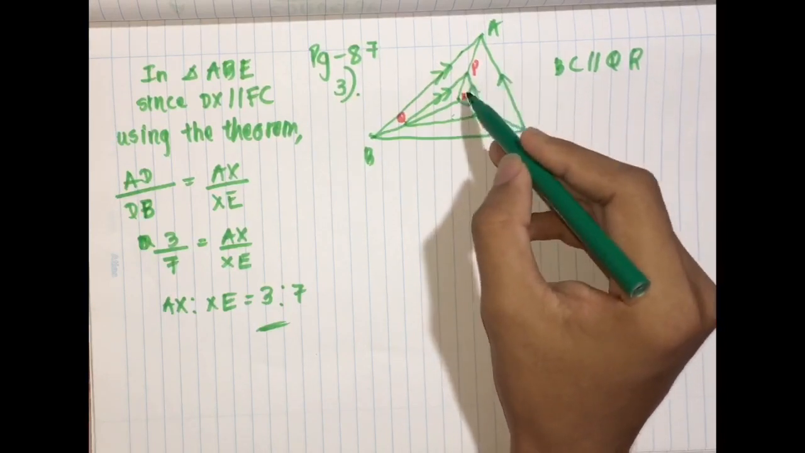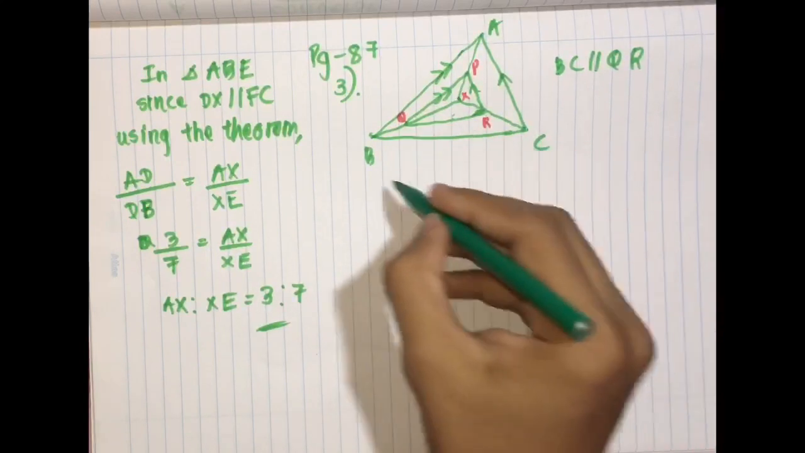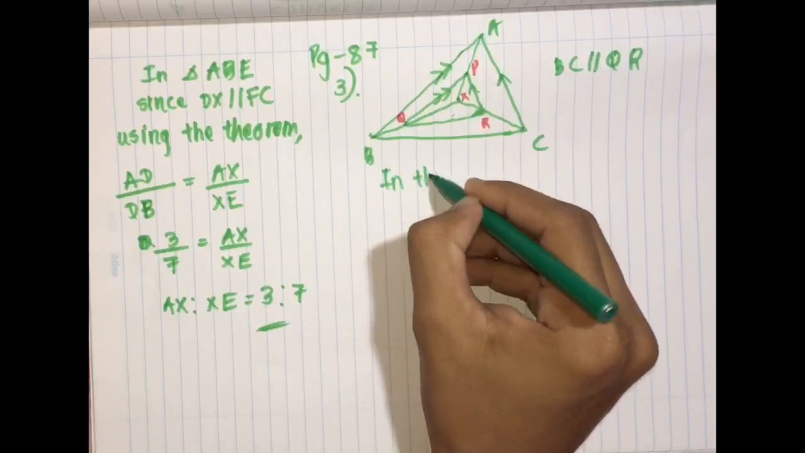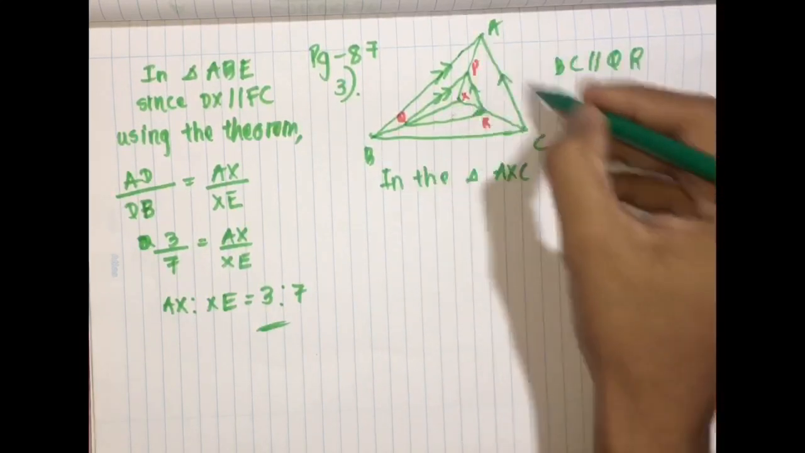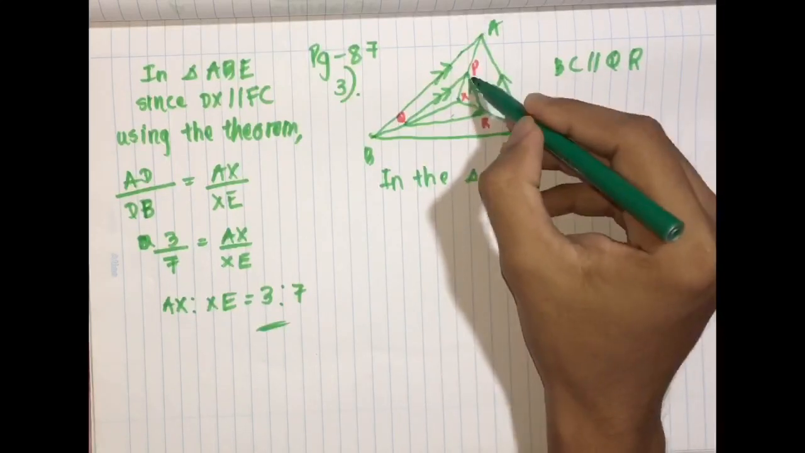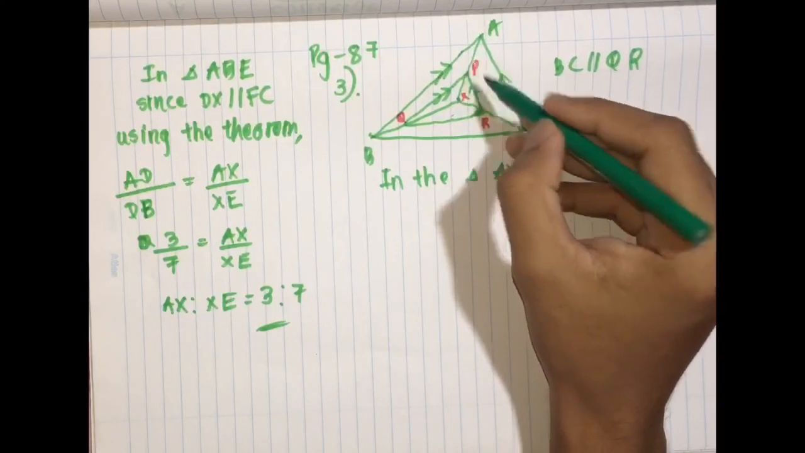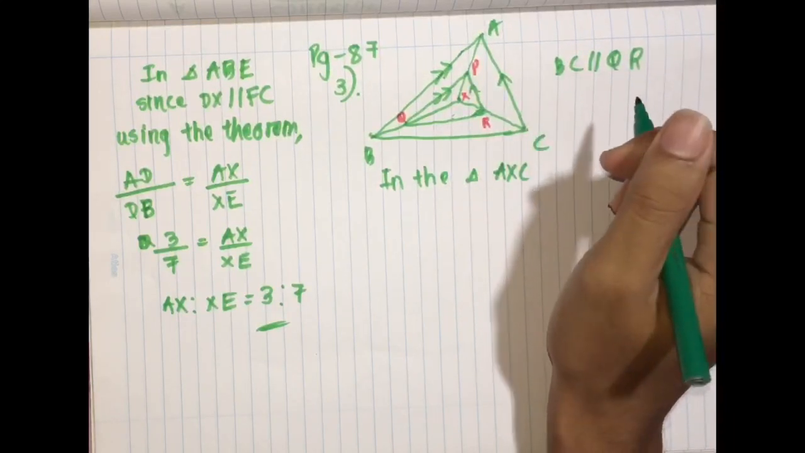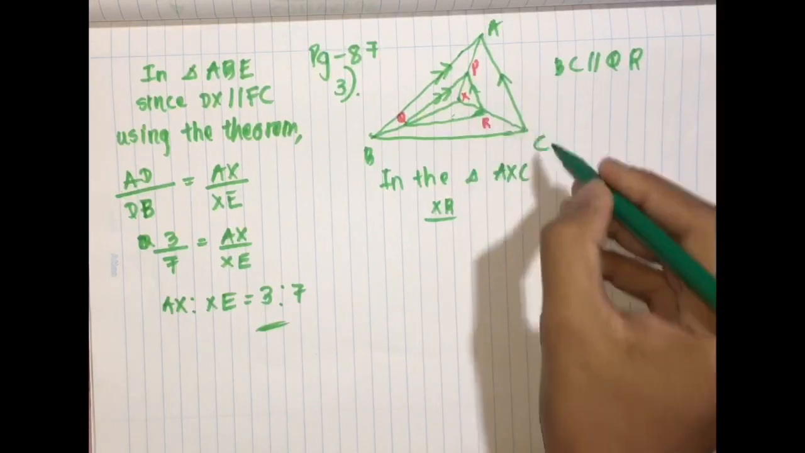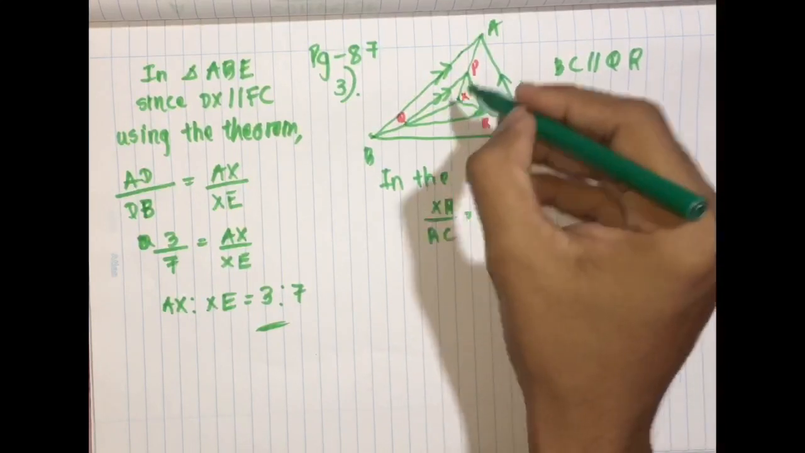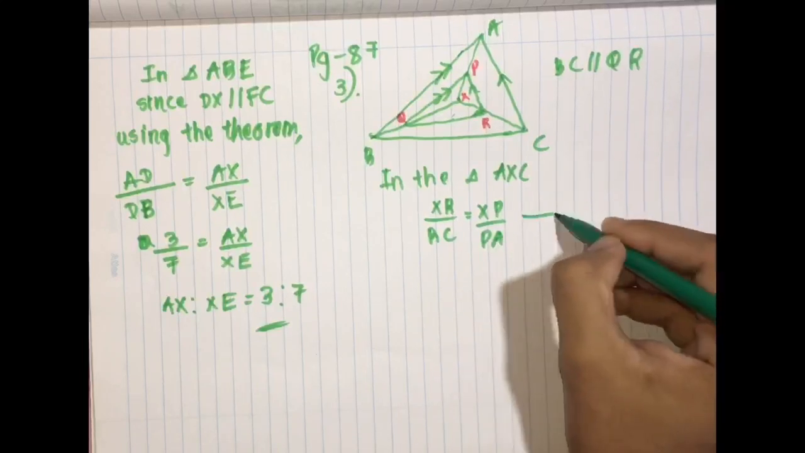Now if a line is parallel in a triangle, you can use the theorem we studied. In the triangle AXC, since this line is parallel to the third side, this line cuts the other two sides in the same proportion. Therefore, XR over RC is equal to XP over PA. Is that clear?